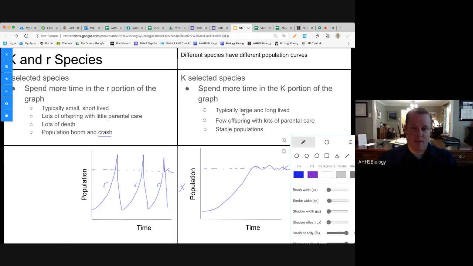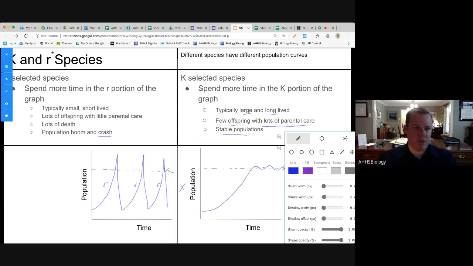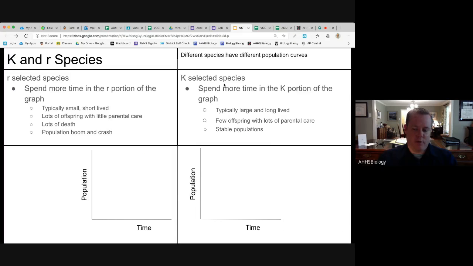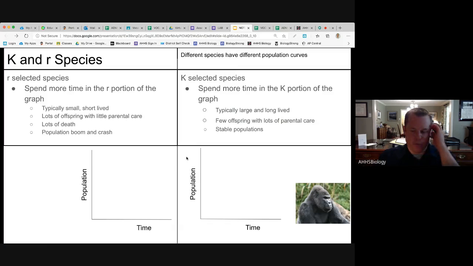And over here, they would be larger, long-lived, few offspring, like the elephants, lots of parental care, and relatively stable populations. So I wanted to come up with 2 examples and show you how you don't always get what you expect. And so my examples of species, we could definitely have the gorilla. Okay, the gorilla, a family of gorillas, I don't know exactly what you call a group of gorillas.